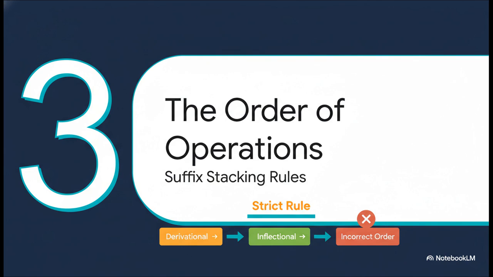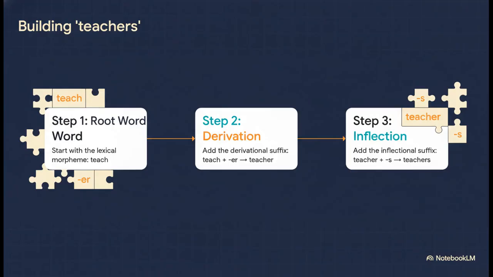Okay, so we've got two kinds of suffixes. But what happens when we need to use both of them on the same word? Turns out there's a super strict, non-negotiable rule about the order they have to go in. Let's take the word teachers. You can't just slap the suffixes on in any old order. There's a sequence you have to follow. Step 1, you start with your root word, teach. Step 2, you add the derivational suffix, to build the new word, teacher. And only then, as the very last step, can you add the inflectional suffix s to make it plural, teachers.